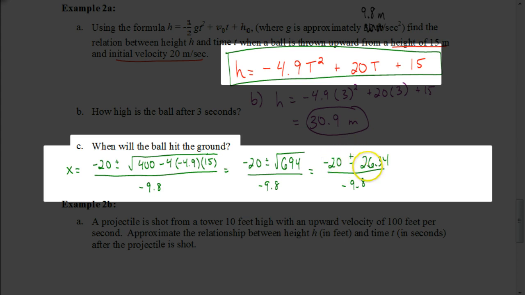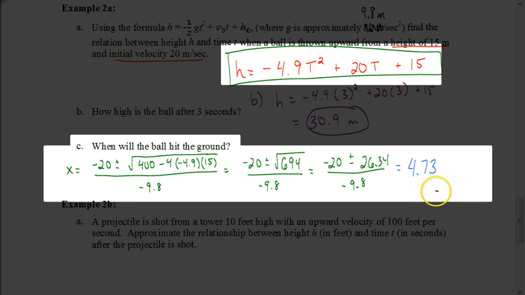Negative 20 plus 26.34 is going to give me 6.34, which divided by negative 9.8 will give me a negative number, which is the x-intercept I don't want. Whereas if I take negative 20 minus 26.34, I have negative 46.34, and divide that by negative 9.8, it's going to give me a positive answer. And that positive answer is going to end up being 4.73.